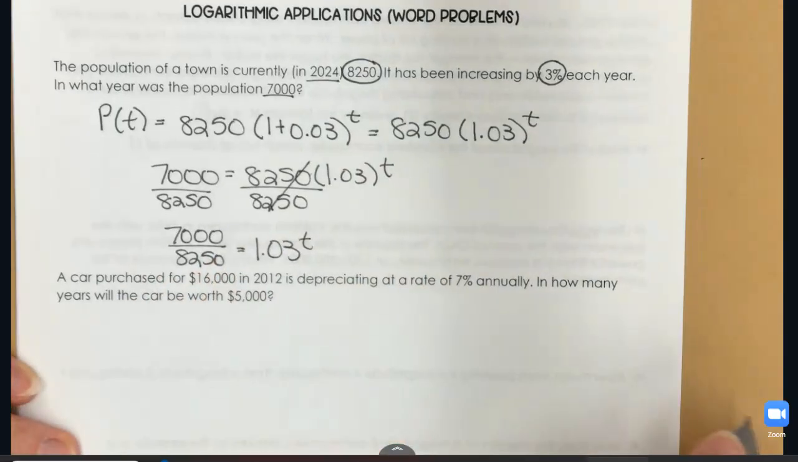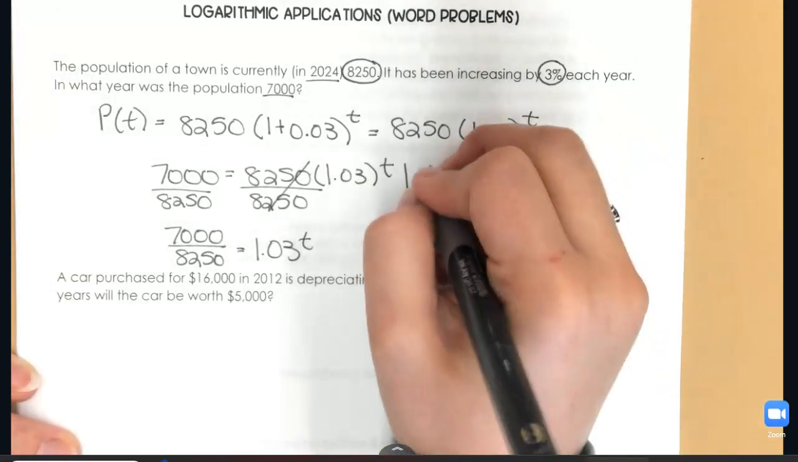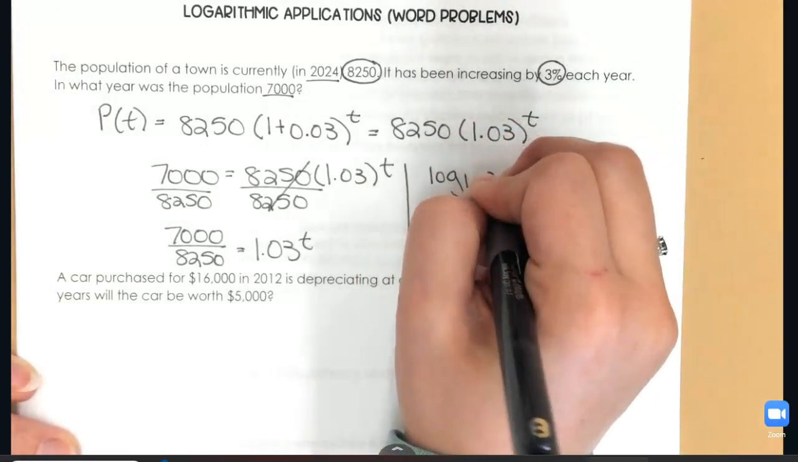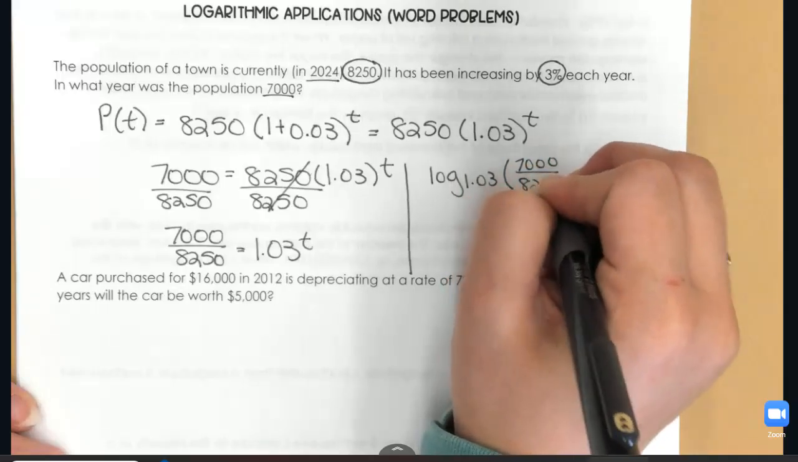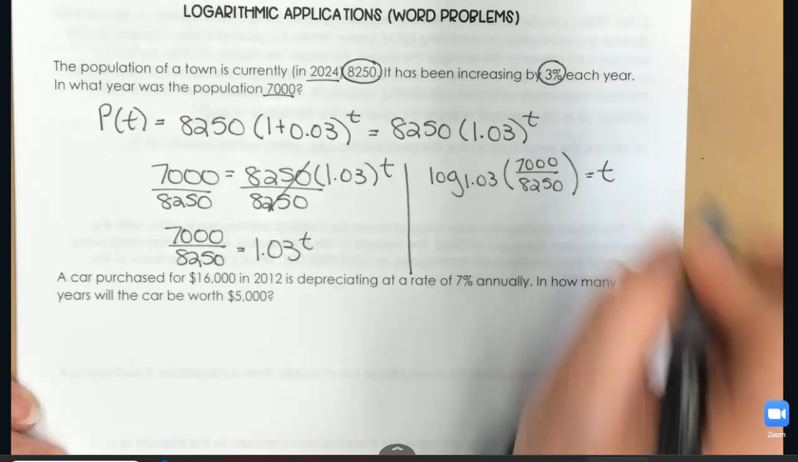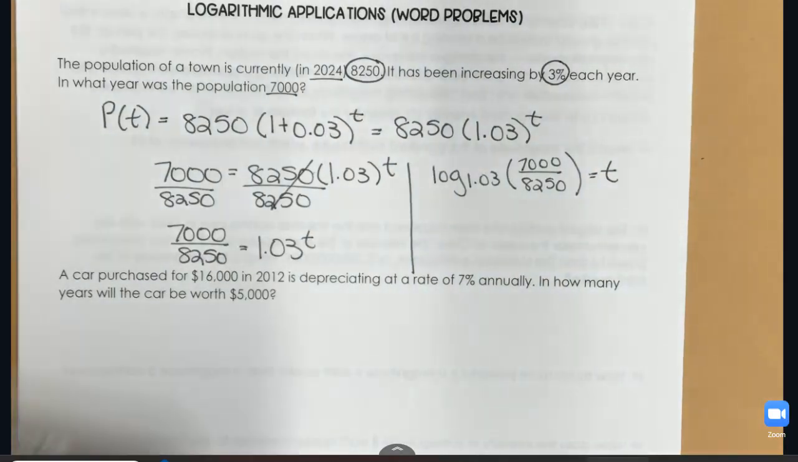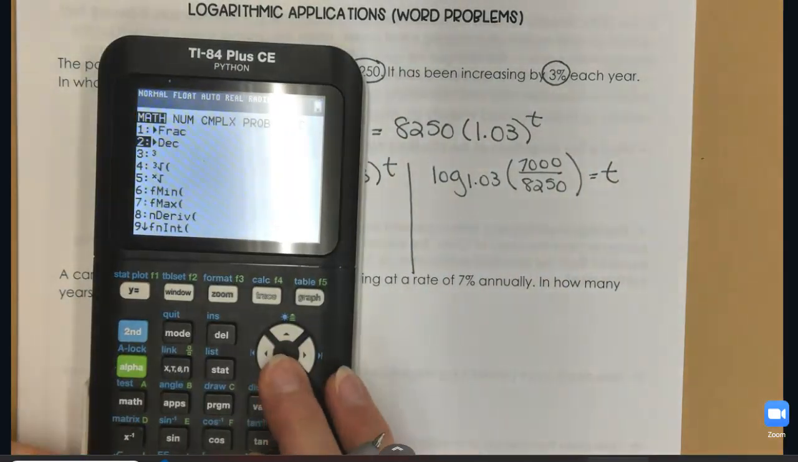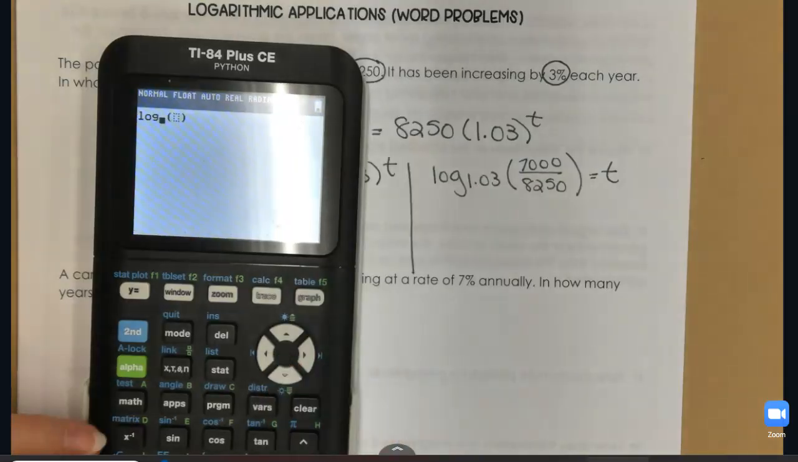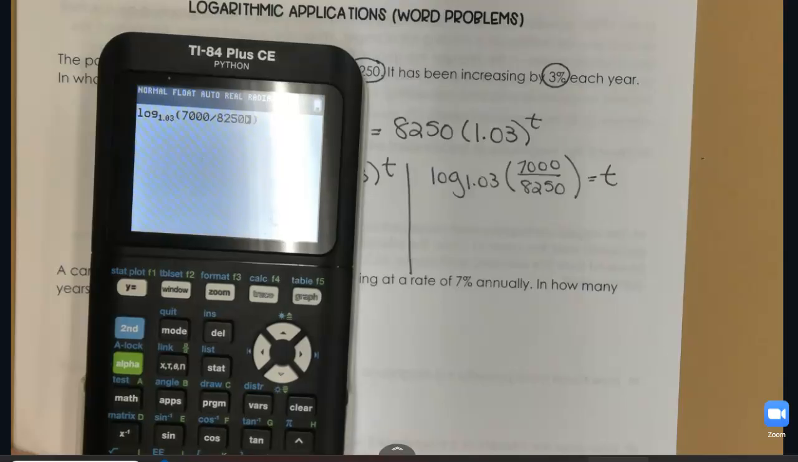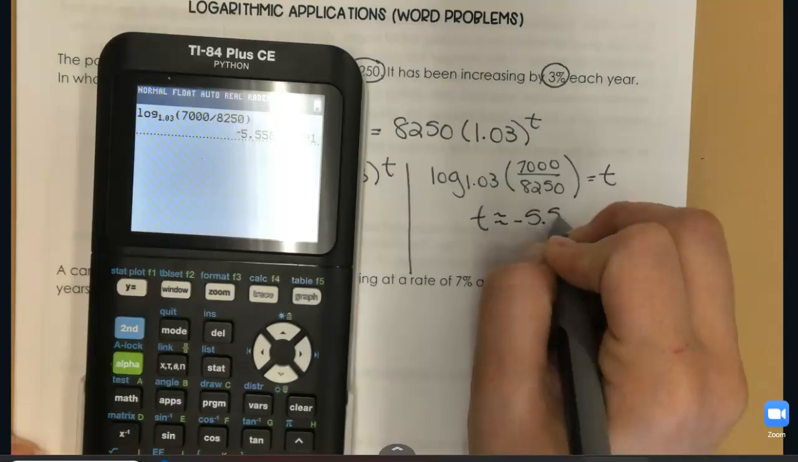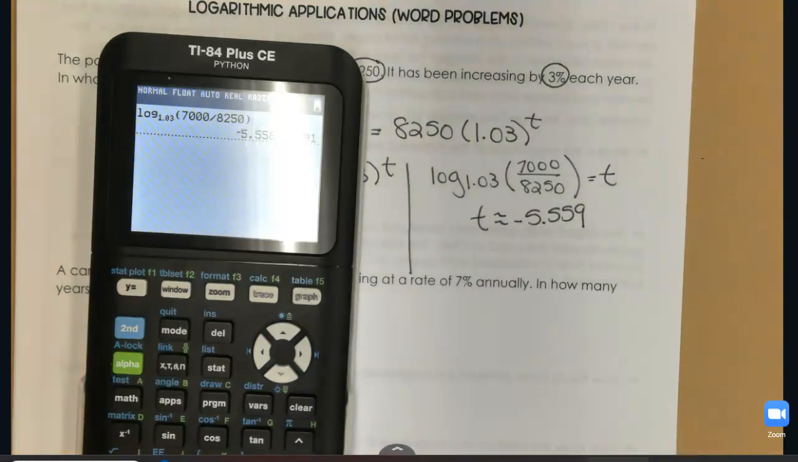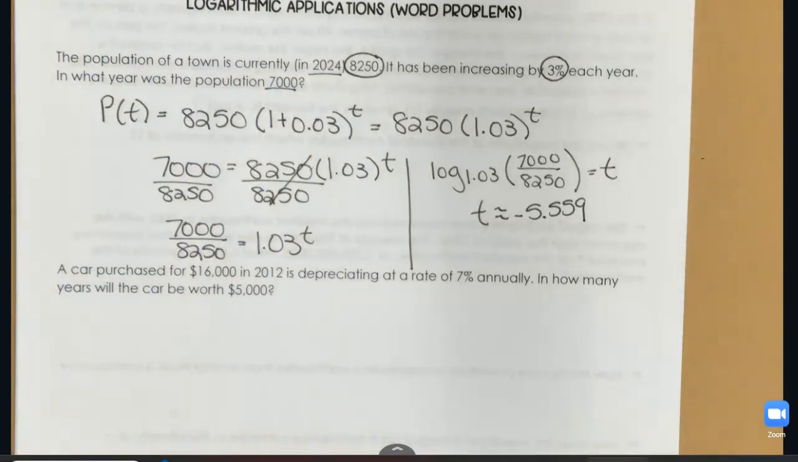Now that my base is alone, I can rewrite this in log form, and that will be log base 1.03 of 7,000 over 8,250 equals t. This is where my calculator comes in. And t is approximately negative 5.559 years. Now, why is this a negative value if we're talking about time?